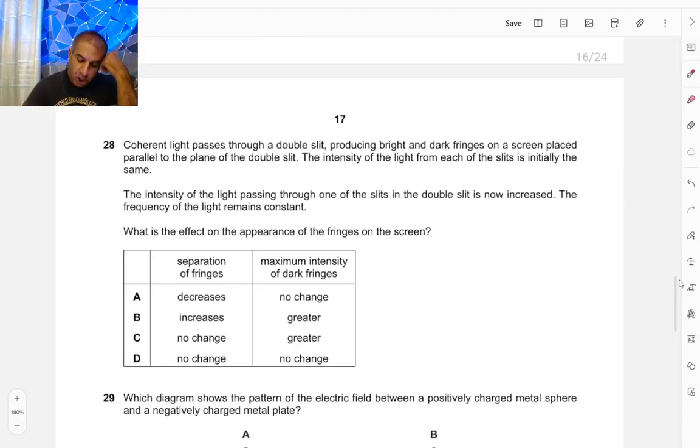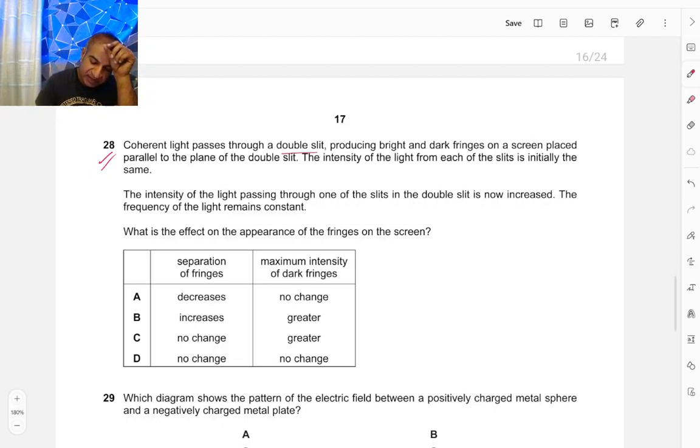Question number 28. Coherent light passes through the double slit, producing bright and dark fringes on a screen placed parallel to the plane of the double slit. Oh my God! In the examination, this is going to happen with everyone. Everyone is going to hit saturation at one point in time, and you are just going to be feeling, yeah, this should end now. But you won't be getting breaks, so you will be working on the edge of your seat. But let's see. Coherent means constant phase difference.